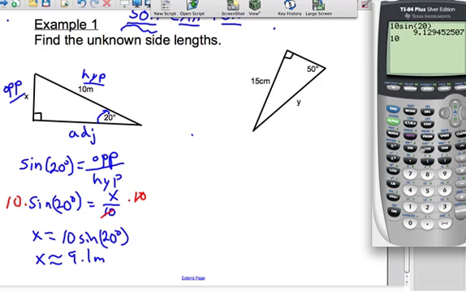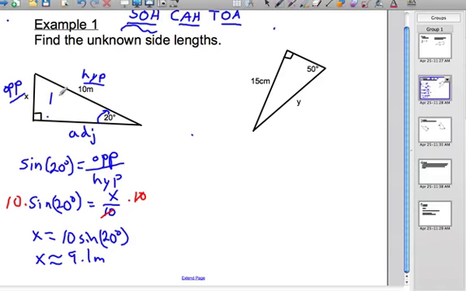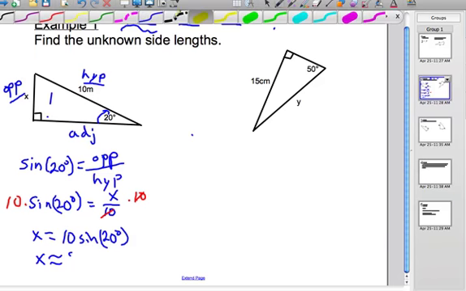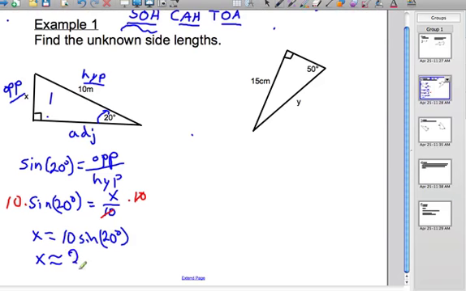10 sine 20 equals, and we get 3.4, which looks a bit more reasonable for our triangle. So I'm going to erase that and put down the correct answer, which is 3.4 meters, which seems a lot more reasonable. Now that we have our calculator in degree mode, we should get all the right answers for these questions.